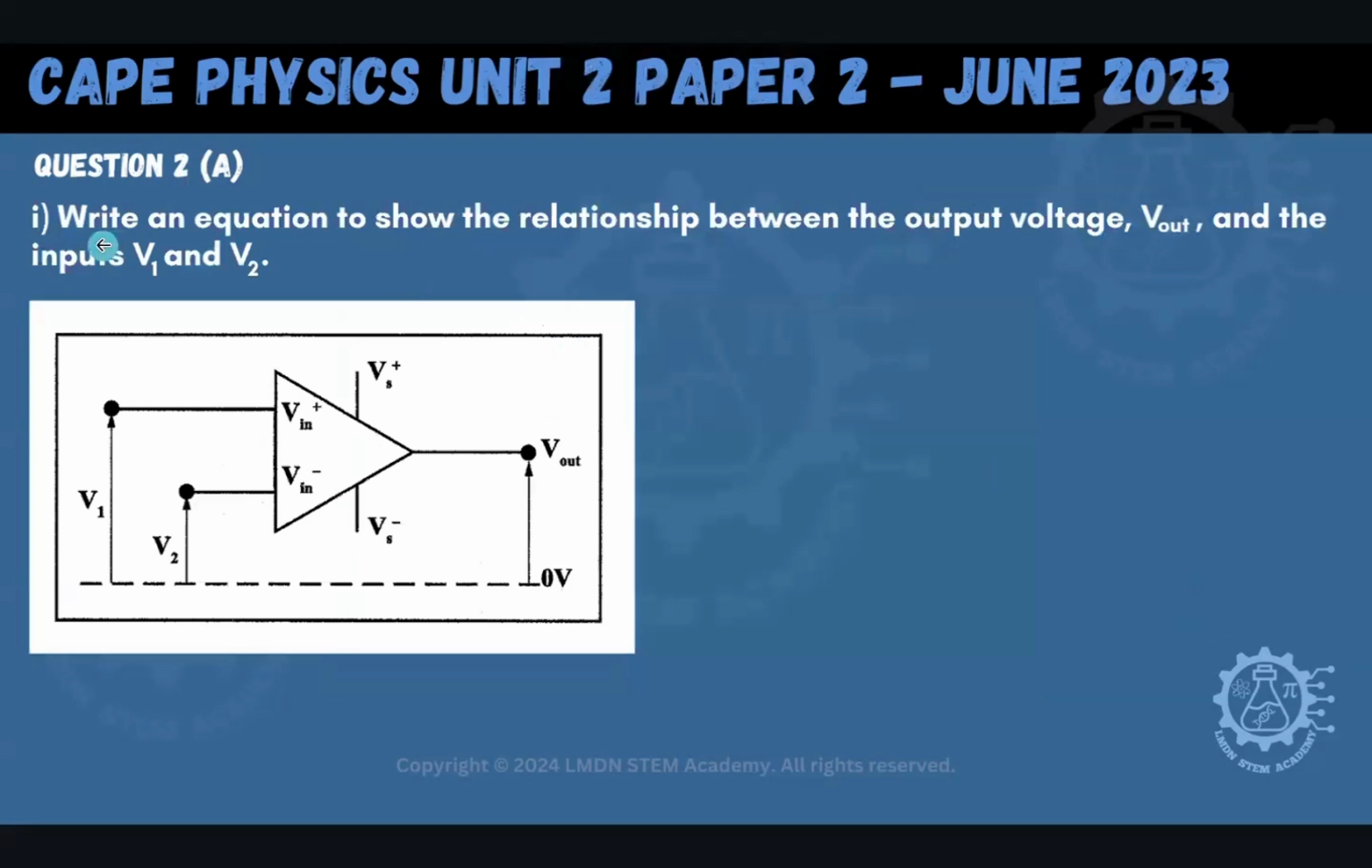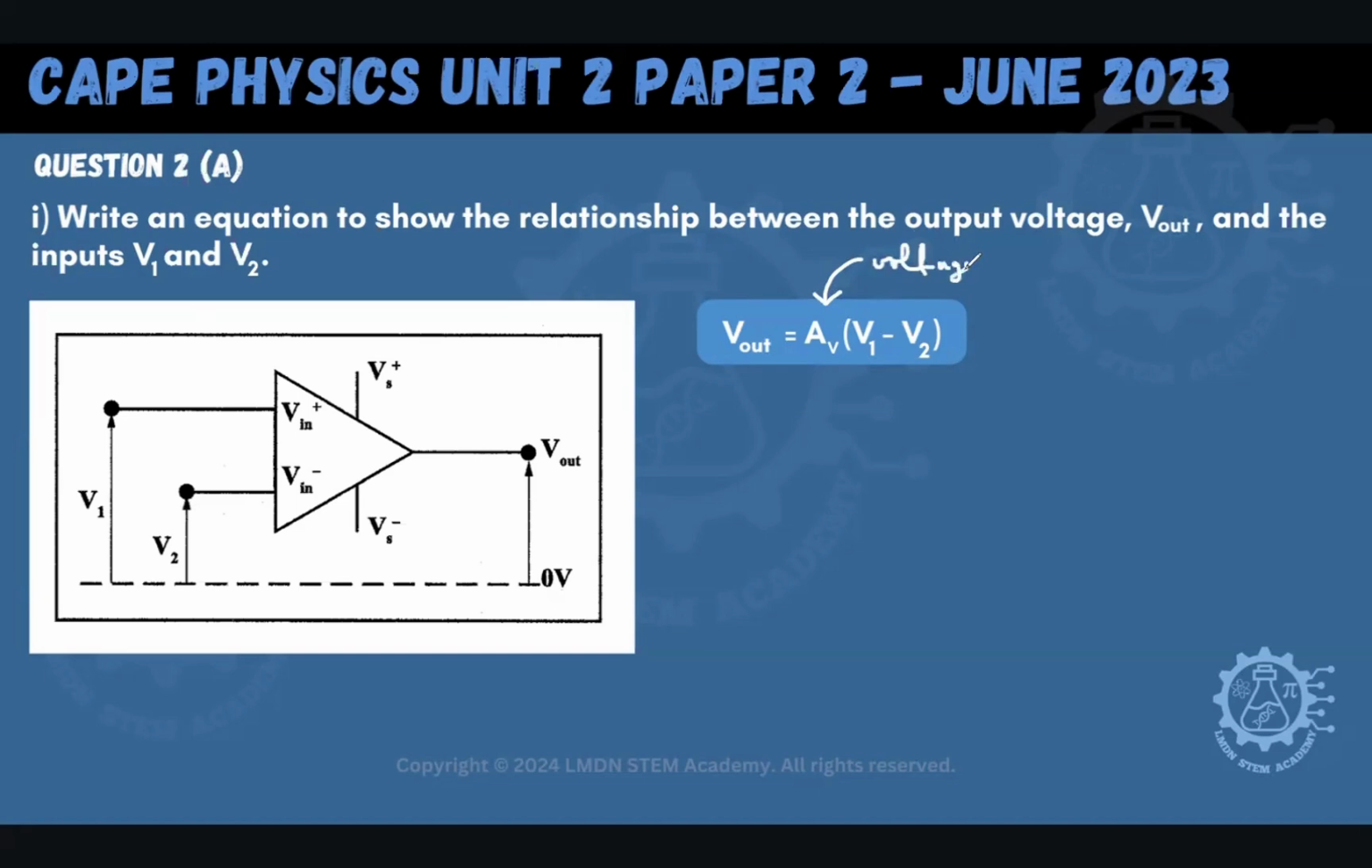The first question is asking us to write an equation to show the relationship between the output voltage V out, this guy, and the input voltages V1 and V2. So here's our equation. The output voltage V out is equal to the gain, which is written here as AV, the voltage gain, times the difference in the inputs. Something worth pointing out is that AV is our voltage gain.